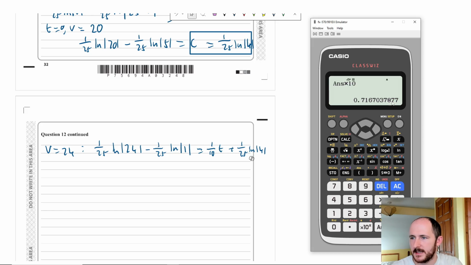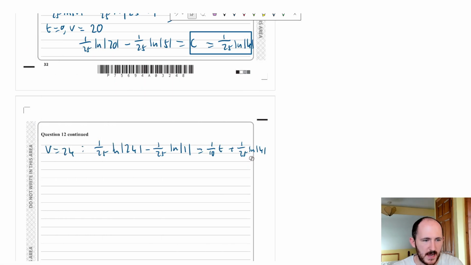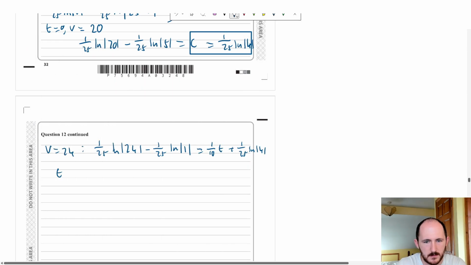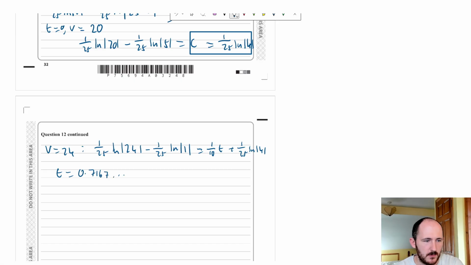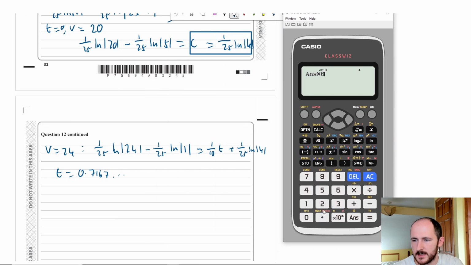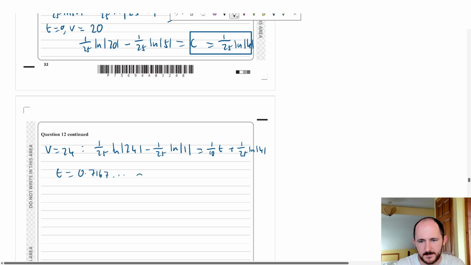So it would take 0.7167 hours. It says to do it in minutes, so all we need to do now is times it by 60, and then we're doing it to the nearest minute. Oh, there we go, 43 minutes. Perfect.